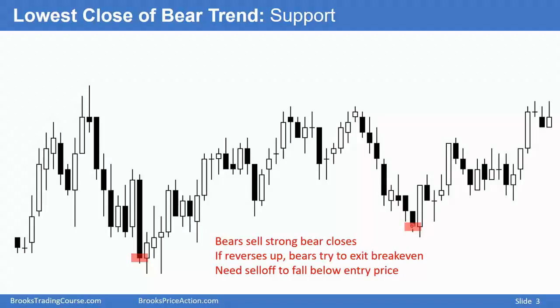The bears who happen to sell that close see this and say, darn, look at that, I'm in trouble. And they place a limit order to get out break even, or maybe a limit order to buy a little bit above that close, just in case it does not come all the way down there. The result is this low close then becomes support.